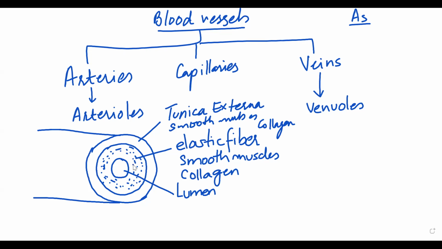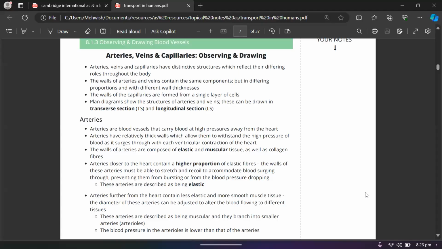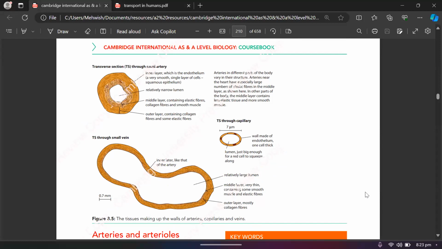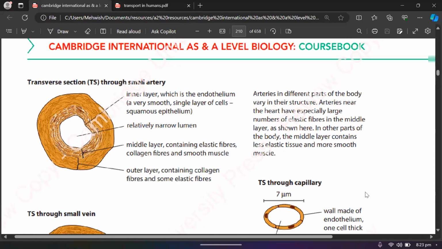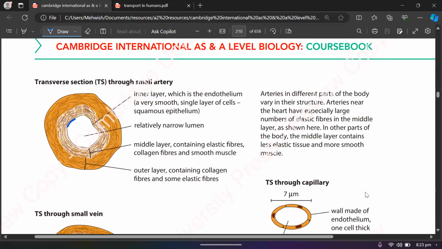Now, if you see the diagram of an artery, let me share some diagrams of an artery. For example, if you see this one, the innermost lining that lines the lumen is made by endothelium, or you can say epithelium. Epithelium is basically simple lining cells. They are present everywhere, in every organ.